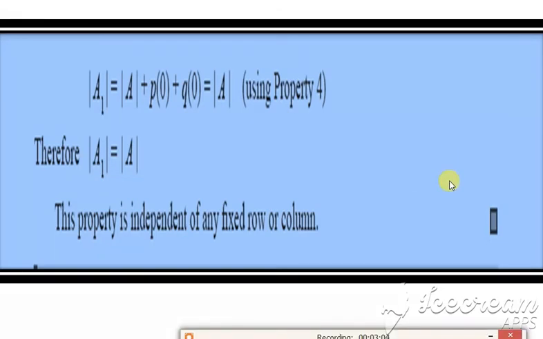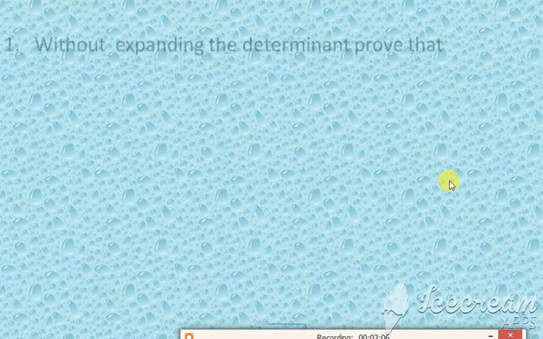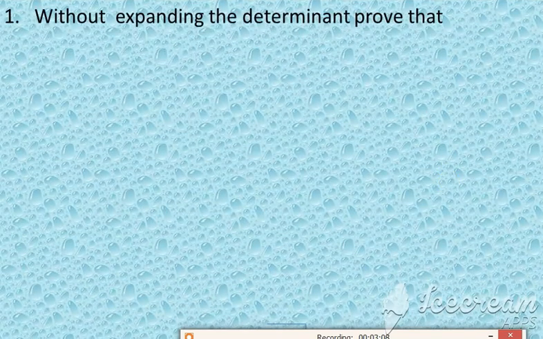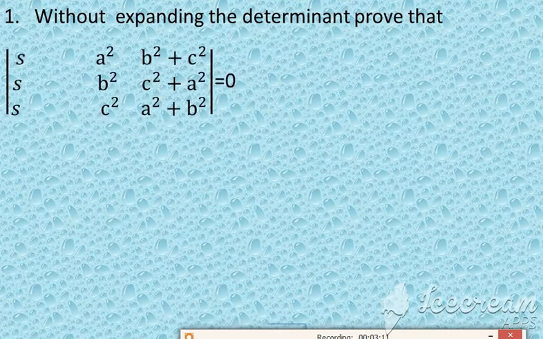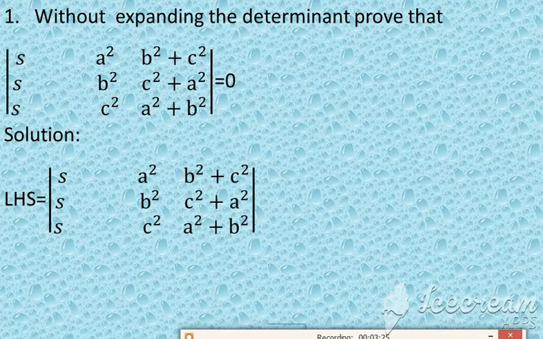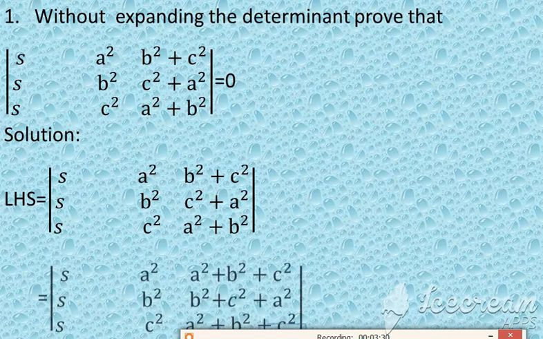The first question, number 1: without expanding the determinant, prove that the determinant of S A square B square plus C square, S B square C square plus A square, S C square A square plus B square is equal to 0. Now I am going to take the LHS: S A square B square plus C square, S B square C square plus A square, S C square A square plus B square.